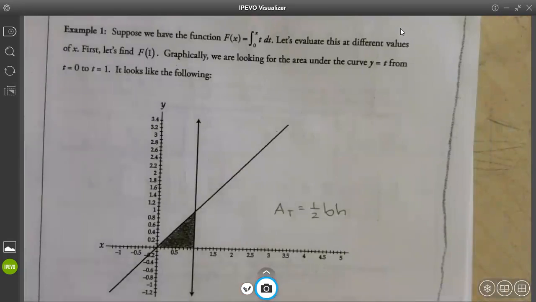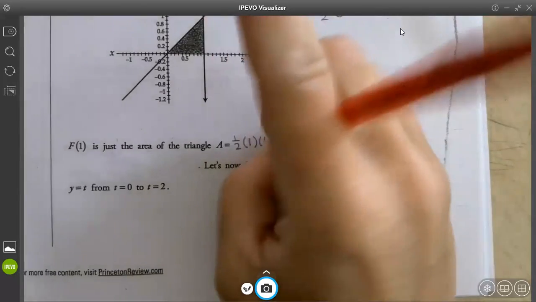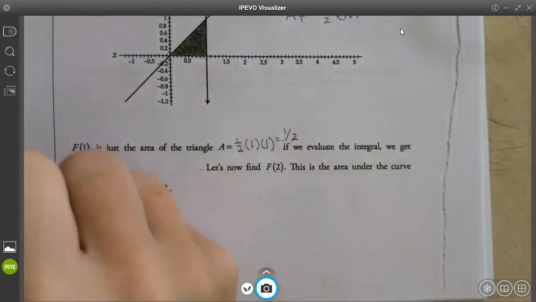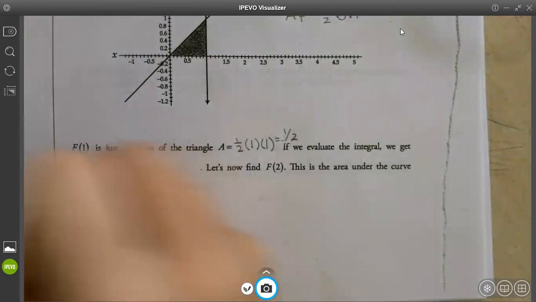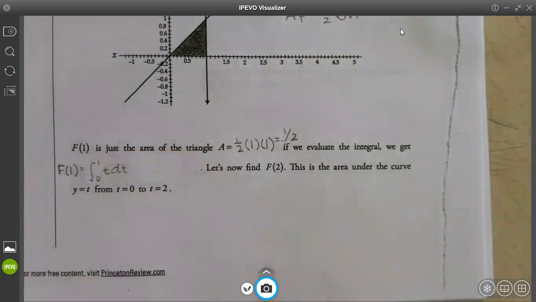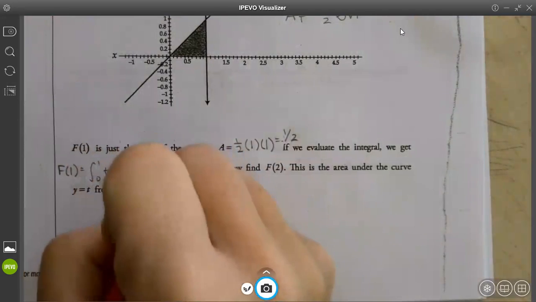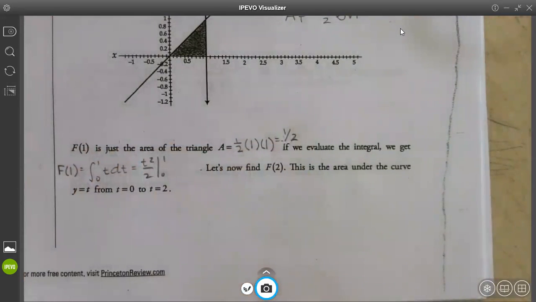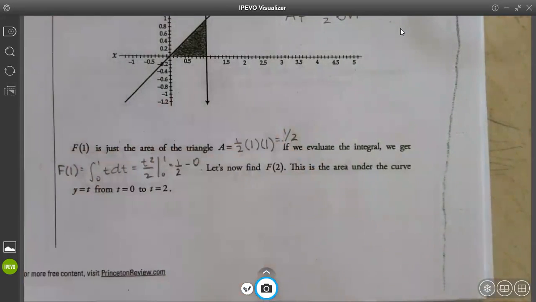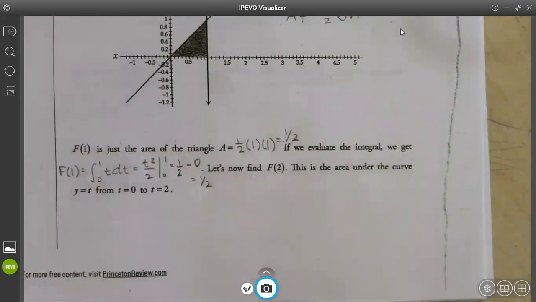So what do we get? If we evaluate the integral at f of 1, we get the integration from 0 to 1 of t dt. What's your integration of t? And we're going from 0 to 1. When we plug in 1, we get 1/2. When we plug in 0, we get 0. And that gives us our 1/2 that we've been looking for.